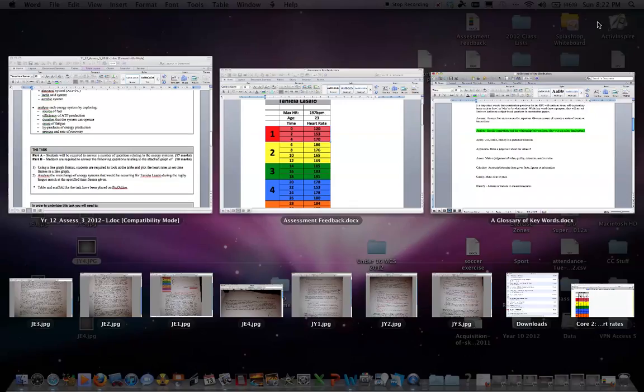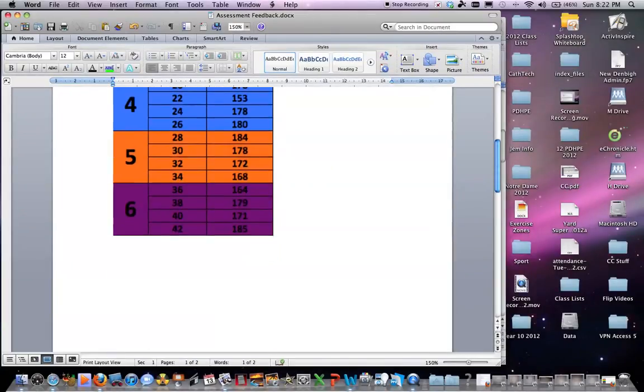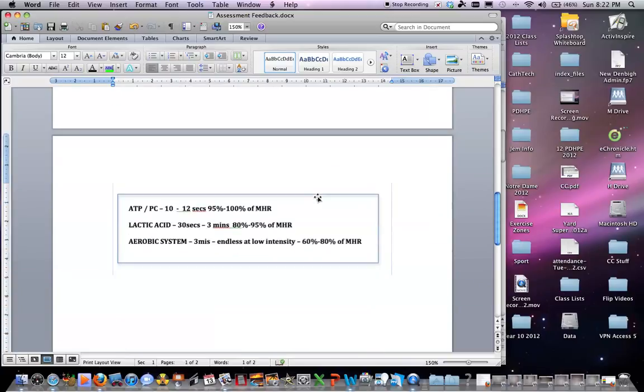A crucial thing that, again, we needed to look at was the information that Mr. Brennan put up with regard to this. And if we're able to refer to this little table: the ATP-PC system, 10 to 12 seconds of duration, 95% to 100% of maximum heart rate; the lactic energy system for 30 seconds to 3 minutes, and again, the maximum heart rate of 80 to 95%. That's what we're looking at there for the lactic energy system. And the aerobic energy system is 3 minutes and beyond, endless at low intensity, and it operates between 60 and 80% of maximum heart rate.